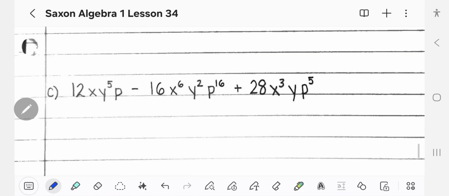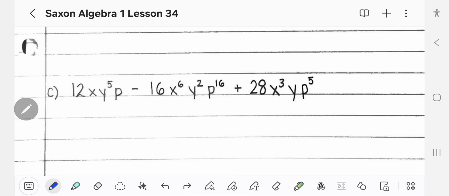All right, C. Let's look at the numbers. 12, 16, 28. Do you see our terms? 1, 2, 3. Let's see. The smallest one is 12, but it's not a factor of all of them. I'm going to think of factors of 12. Obviously, they're all even, so I know 2 would work, but I want the greatest common factor. So we're going to go up from there. I would say 4. 4 will work.